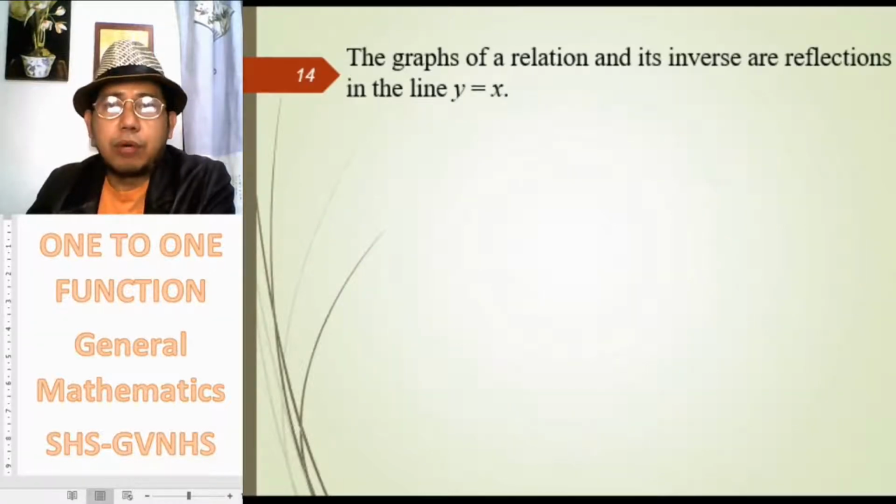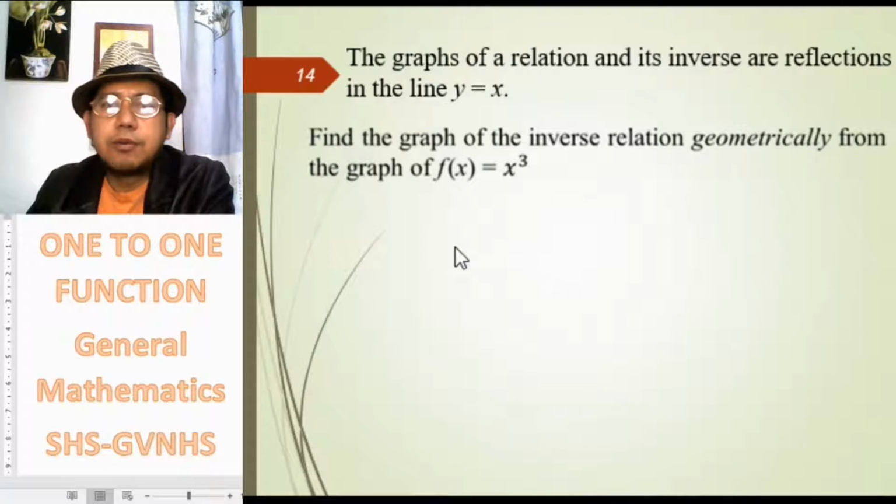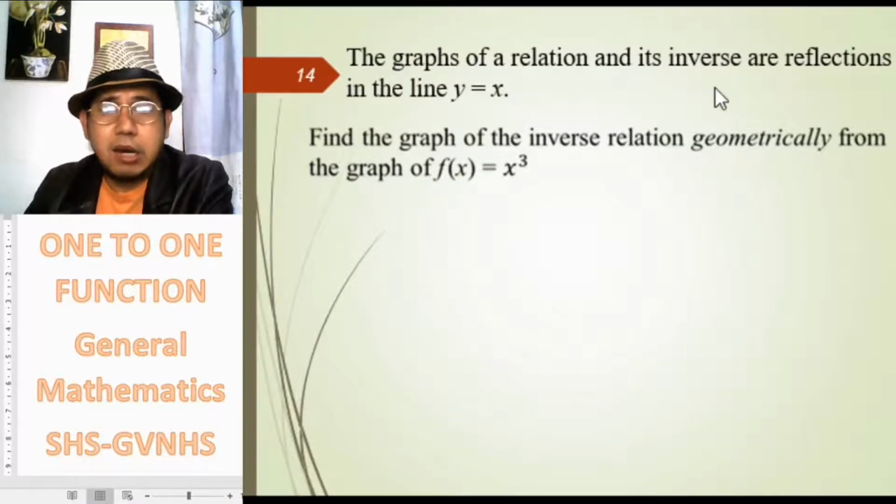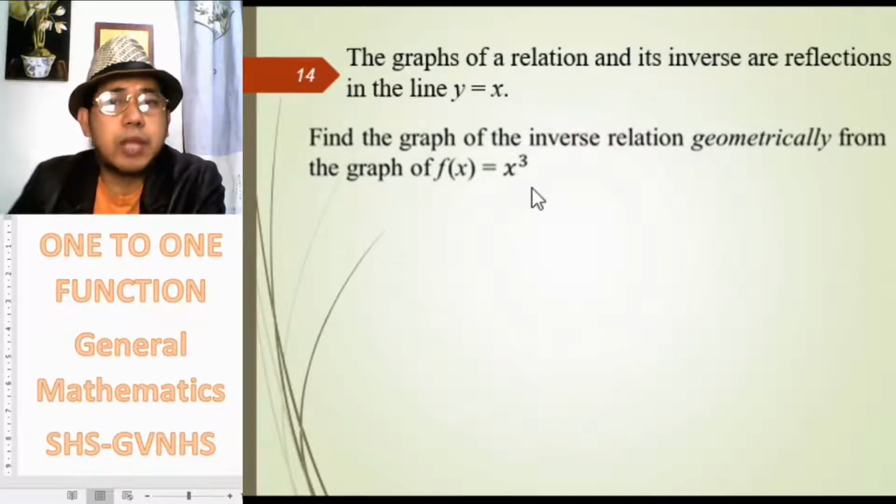The graph of a relation and its inverse are reflections in the line y equals x. What do we mean by this? Consider this problem. Find the graph of the inverse relation geometrically from the graph of the function x raised to 3. When we look into the graph of this inverse relation, what we are trying to illustrate is the reflection of the original function. What is the original function? f of x is equal to x raised to 3.